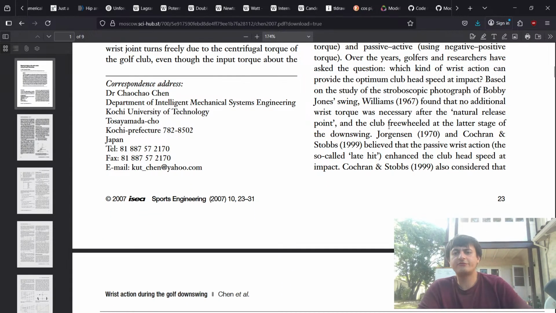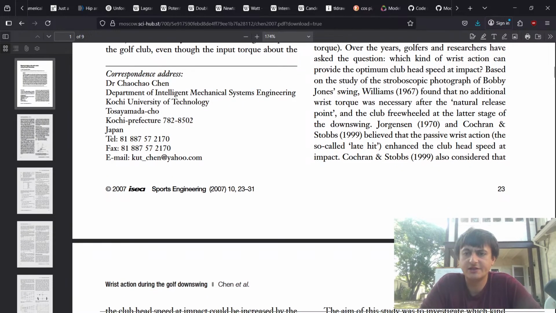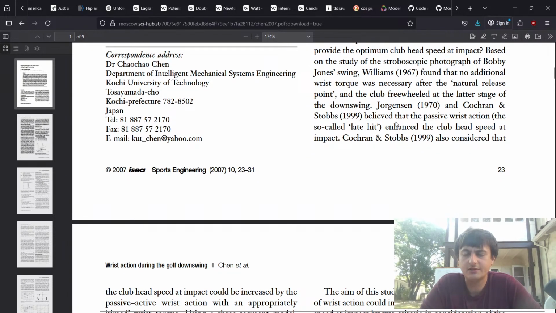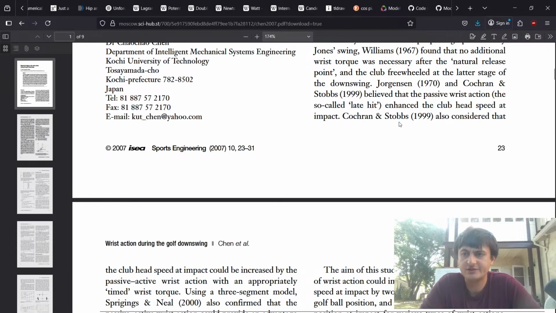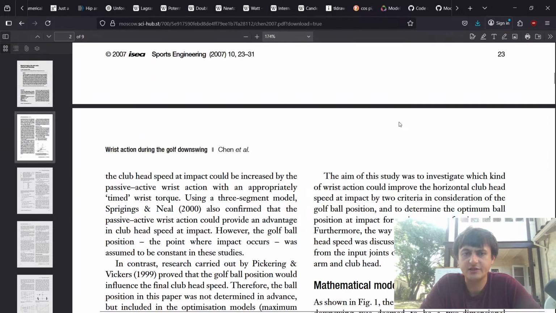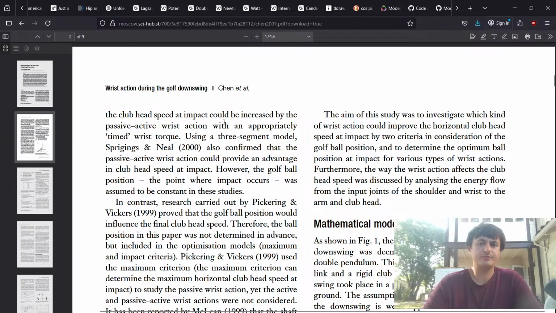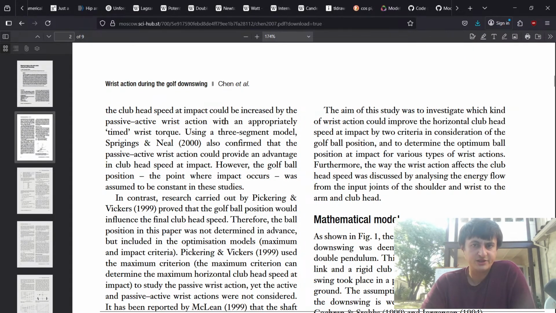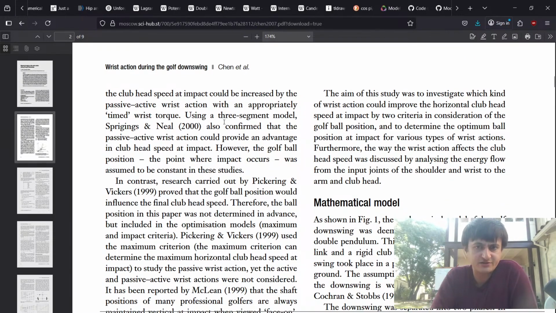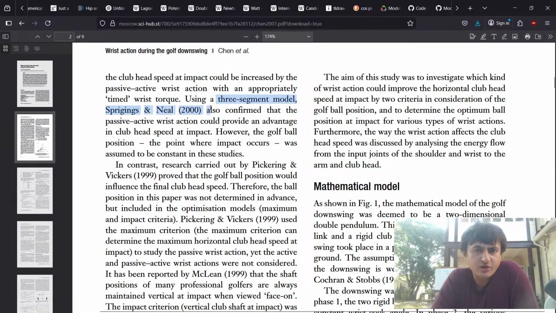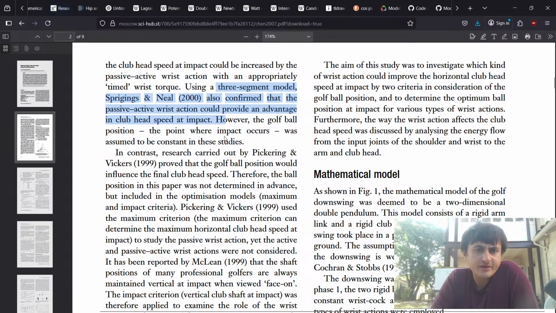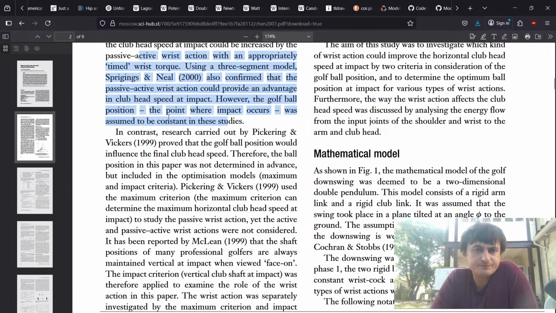The club freewheeled at the later stage of the swing. Jorgensen, and Cochran and Stobbs, believe that passive wrist action enhanced clubhead speed at impact. Also considered, clubhead speed at impact could be increased by passive-active wrist action using a 3-segment model, which confirmed that passive-active wrist action can provide an advantage in clubhead speed at impact. However, the golf ball position was assumed to be constant in these studies.